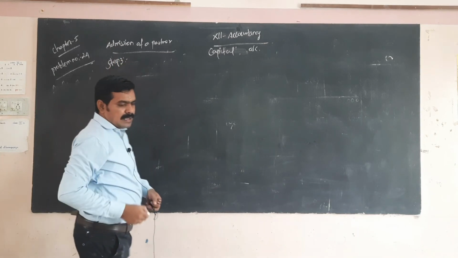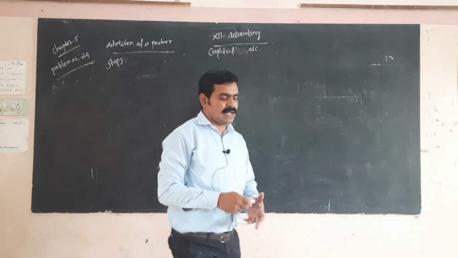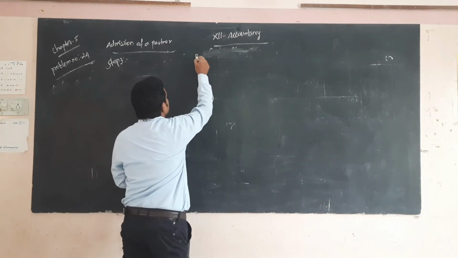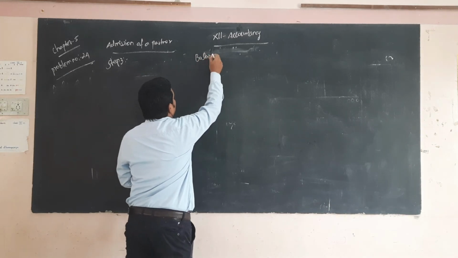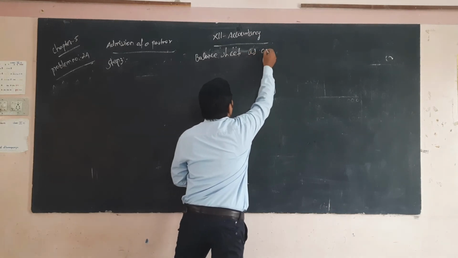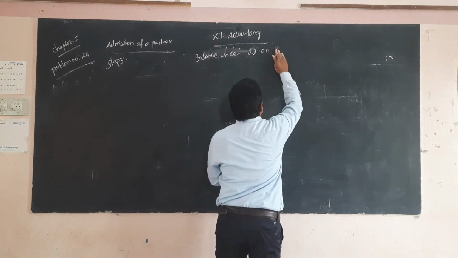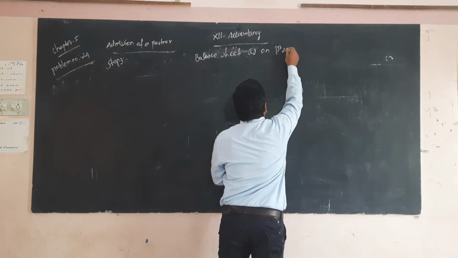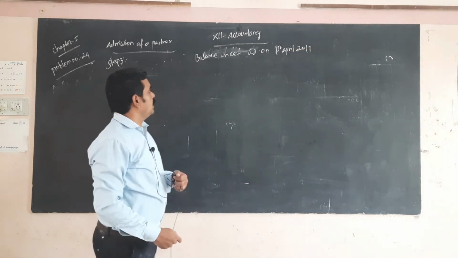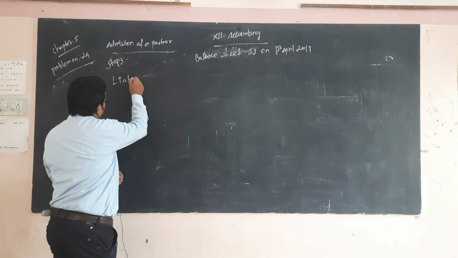Step 3 is balance sheet. Balance sheet as on 1st April 2017. So what is the liability side? These are the liability side.